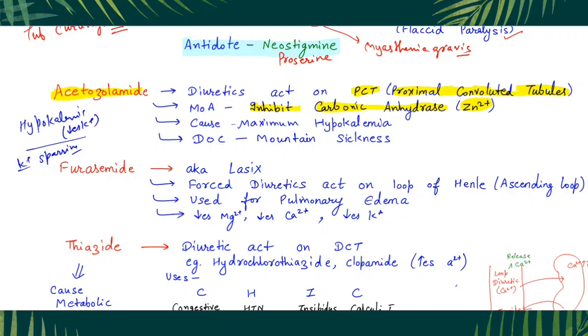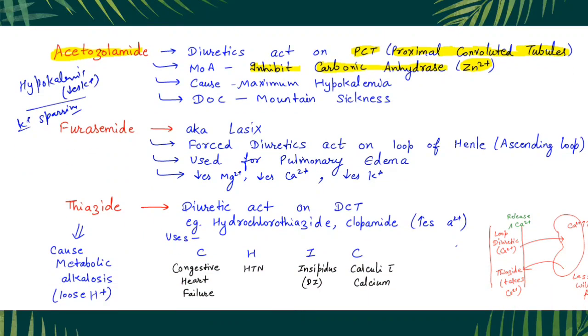Then furosemide. Next drug is furosemide. This is also a Krok favorite drug. They can ask for the name. Another name for furosemide is Lasix, and it is a forced diuretic. Where does it act? It acts on the loop of Henle, mainly on the ascending loop of Henle.